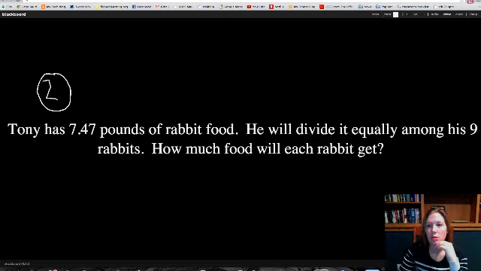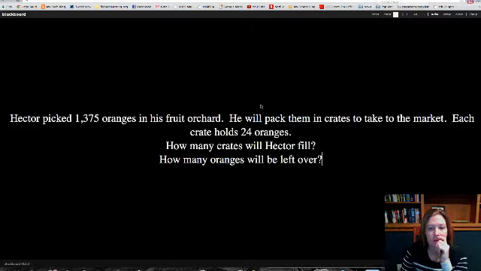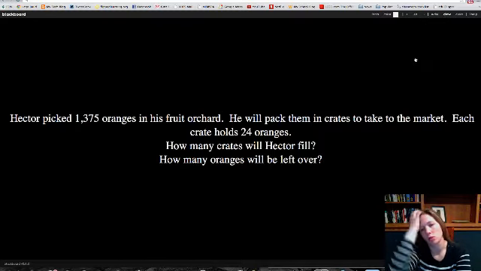We got one more type. Okay, this next one is a little tricky. Hector picked 1,375 oranges in his fruit orchard. He will pack them in crates to take them to the market. Each crate holds 24 oranges. How many crates will Hector fill, and how many oranges will be left over?